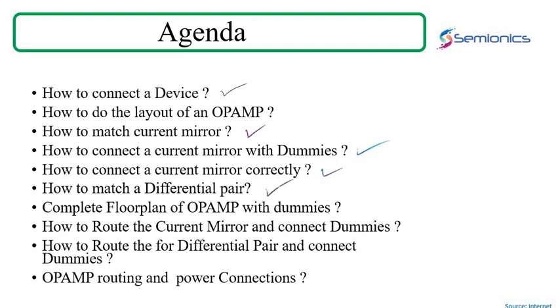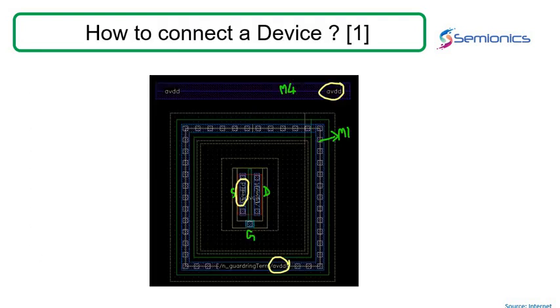And then obviously how to match a differential pair, and then I'll be giving you a complete floor plan of an op-amp, how to place the devices, how to share the guard rings and all of that, and finally how to make symmetrical routing connections. And finally a little bit about power connections for the op-amp. So let's take them one by one.